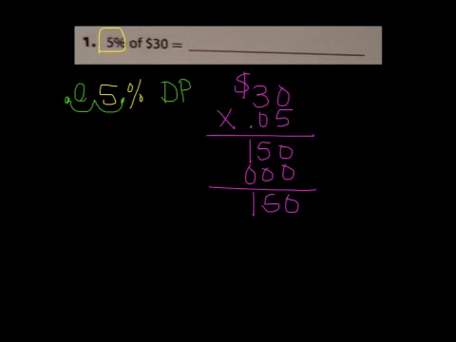Once you get through multiplying, your last step is figure out where the decimal goes in your answer. I'm going to look back up at my problem. 30 has no decimal. 0.05 has 2 digits behind the decimal. So I need to start at the end of my answer, back up 2 times, and then put the decimal in the answer. So I would know that 5% of $30 is $1.50.